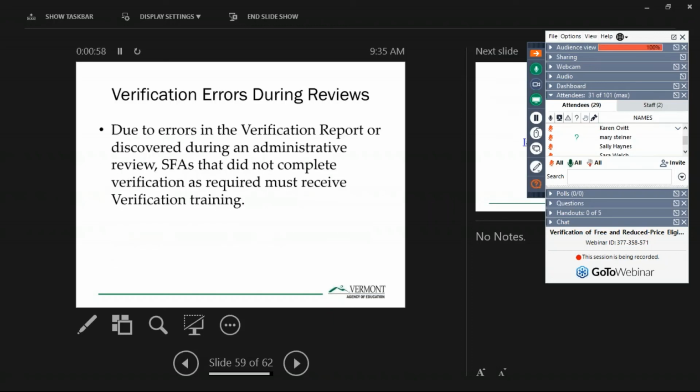If we find errors in your verification report, or if we find errors when we conduct our administrative review, you will be required to participate in verification training as corrective action. We used to have what we called the ameliorative action list, which was a list folks were placed on due to verification errors, but we no longer publish that list as such, and the only corrective action required is that you participate in a verification training. So either in a Summer Institute verification training or in a live webinar, or you watch the recorded webinar.